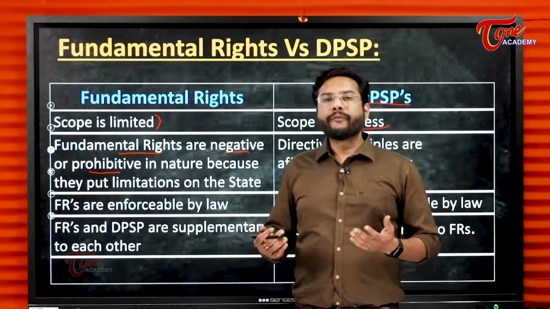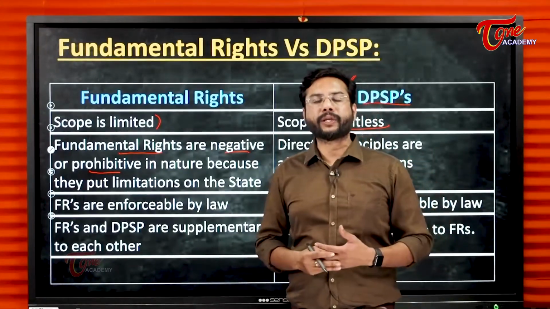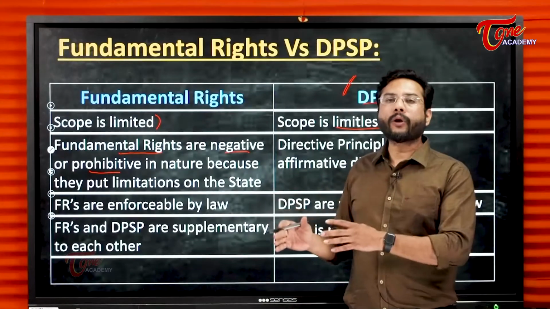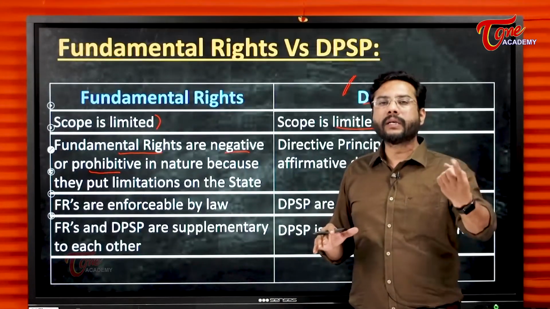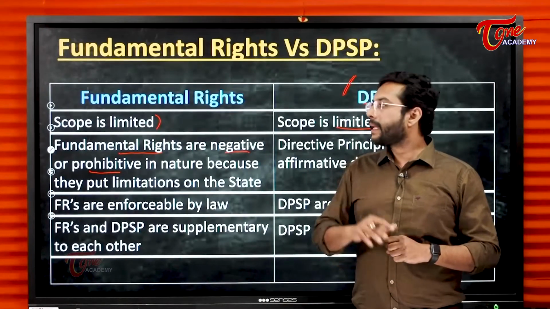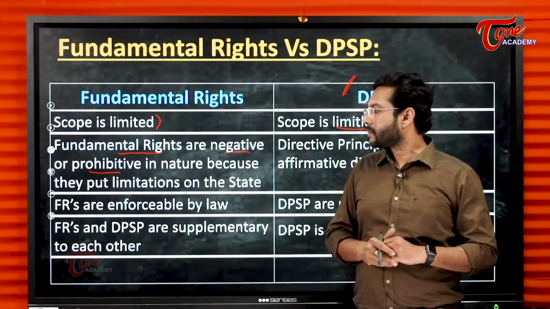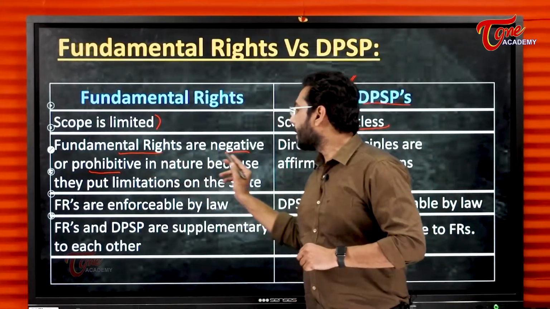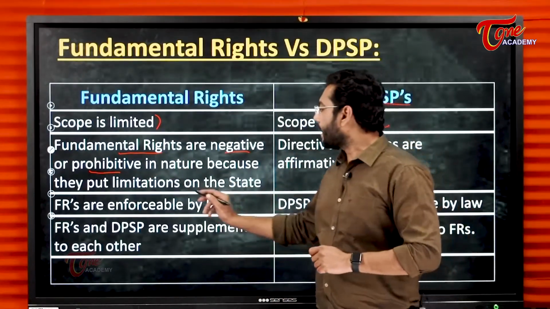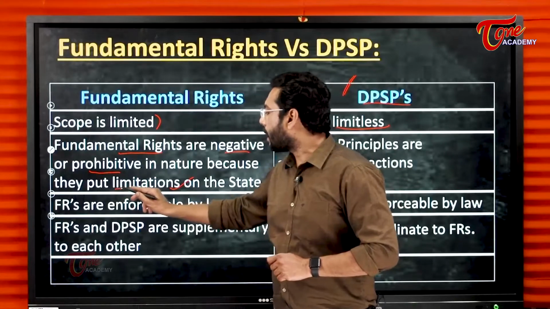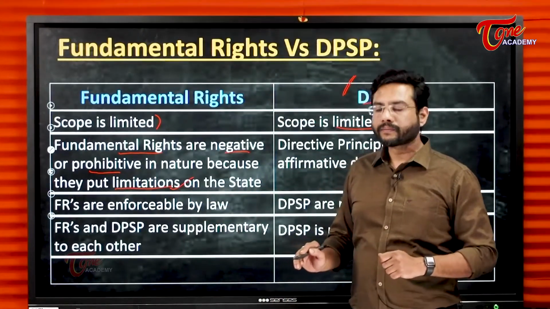When we say we have the right to freedom, right to free speech and expression, and if there is any policy by the government which restricts our freedom, then the aggrieved person will go to court. That is not the case with directive principles of state policy. So we say fundamental rights are negative or prohibitive in nature because they put limitations on the state. The states are being restricted from passing such laws.